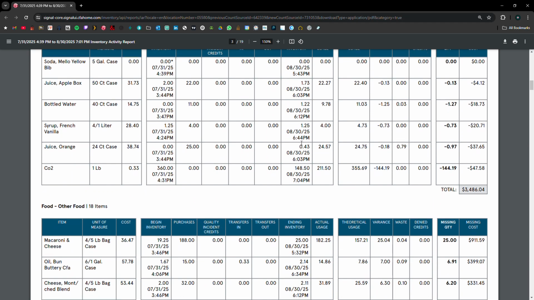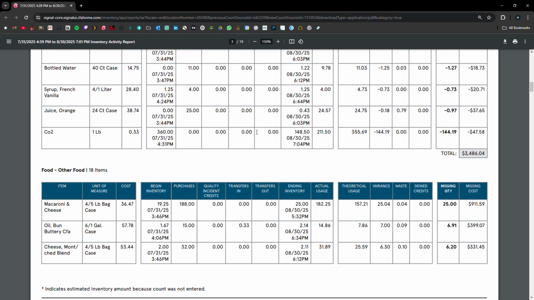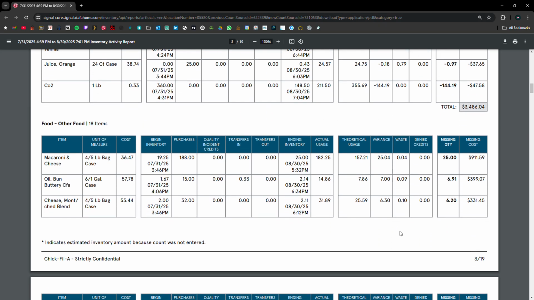The reason I'm pulling this up is because I want people who are either ordering truck or are going to learn how to order truck or who do inventory counts to better understand what this report is, what it's for, and what we're looking at it for.